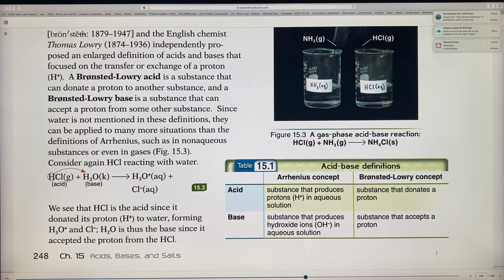It says we see that hydrochloride is the acid, and it donates the proton to the hydronium ion here. So it's really taking this proton and giving it to this. See? In that way, the chlorine is going to be free, but this hydrogen is going in. The water here is going to be taking that proton. So it's a transfer of that proton in that sense.